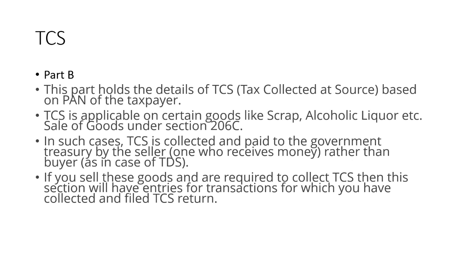Next, I'll go to part B on the TCS. Tax collected is based on the PAN of the taxpayer. TCS is applicable on certain goods like scrap. Already I have explained that also. Again, I am summarizing all those things. The seller is required to collect the tax, and this also appears in part B of the 26AS. Quarterly returns will be filed by the tax collector. Automatically, it reflects in part B of the 26AS.